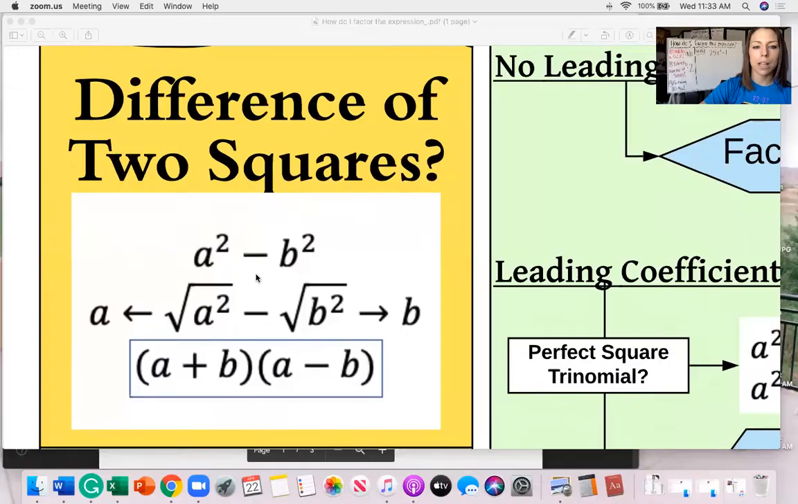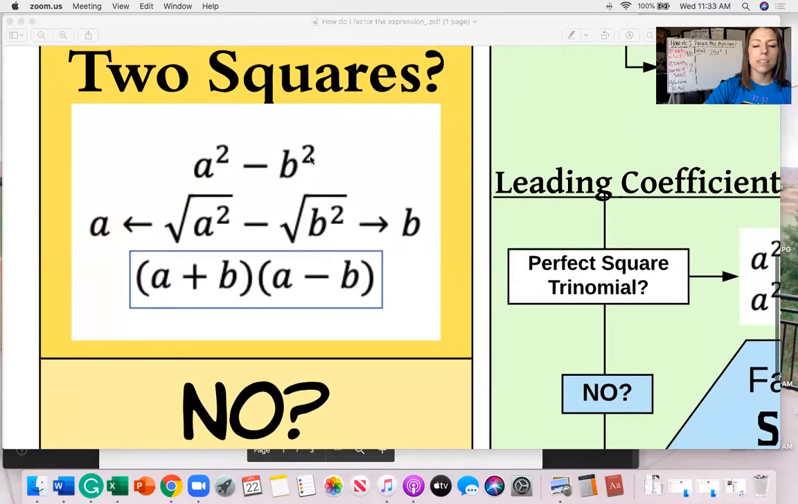So I gave you the formula on this. Remember, to find the difference of 2 squares, you take the square root of both terms, and then you put them into 2 binomials, one with addition and one with subtraction. Why is 1 addition and 1 subtraction? Because that middle term is 0. There is no middle term here. There's only a first and a last term.